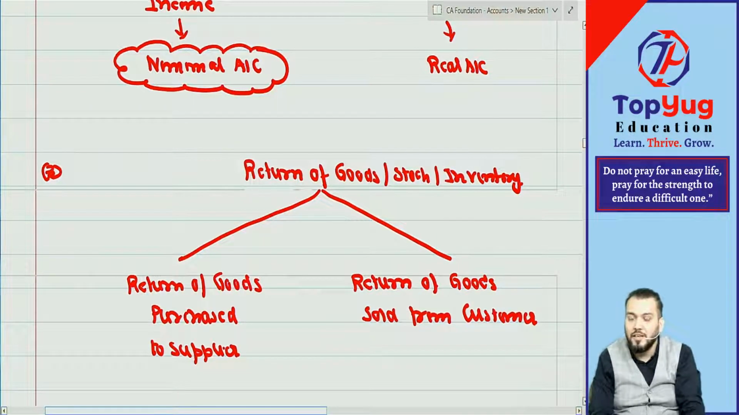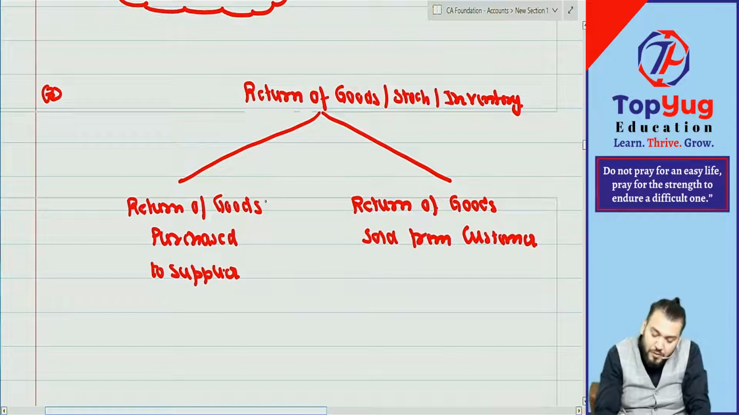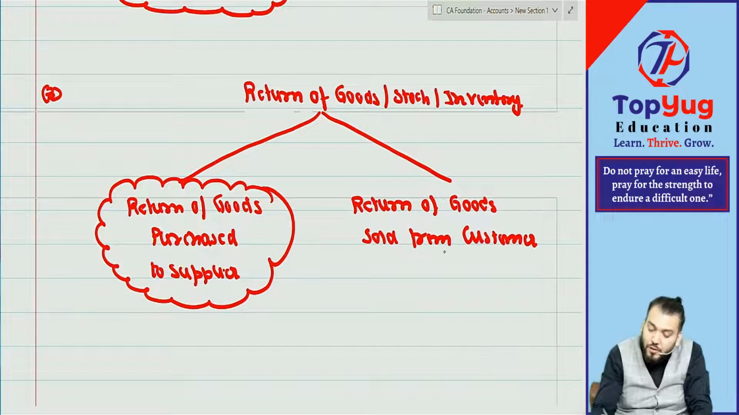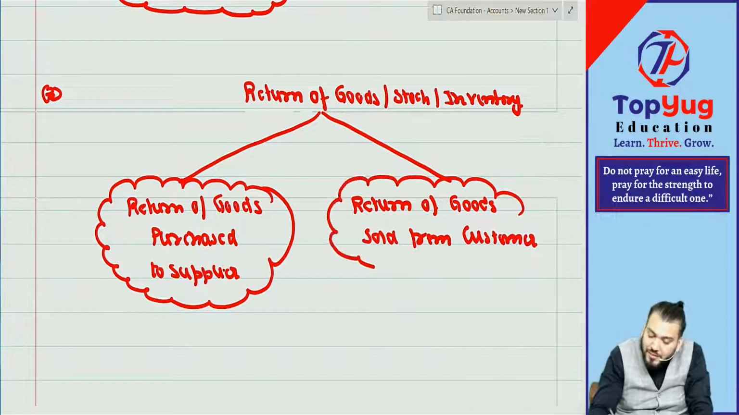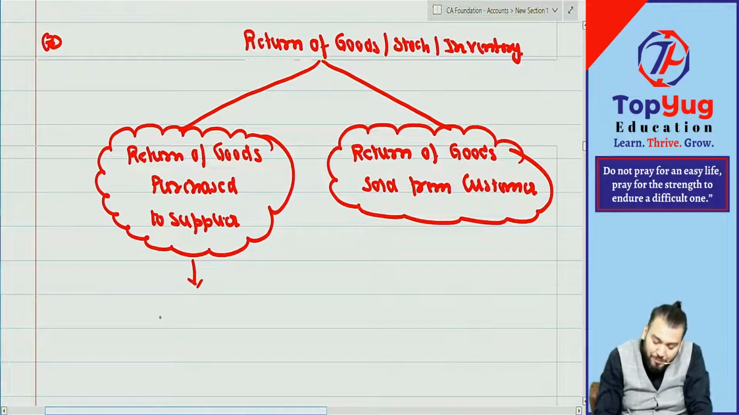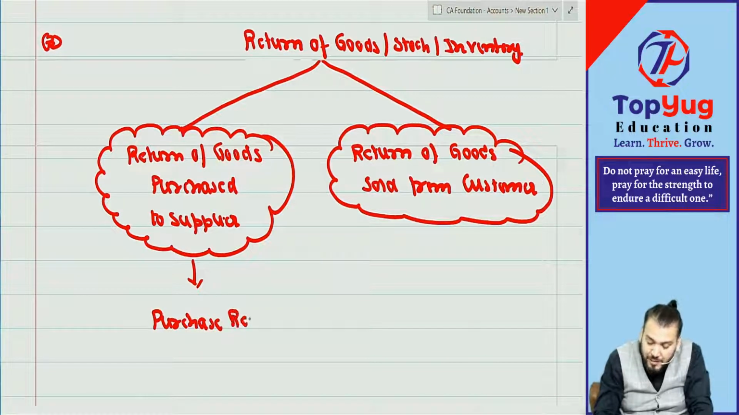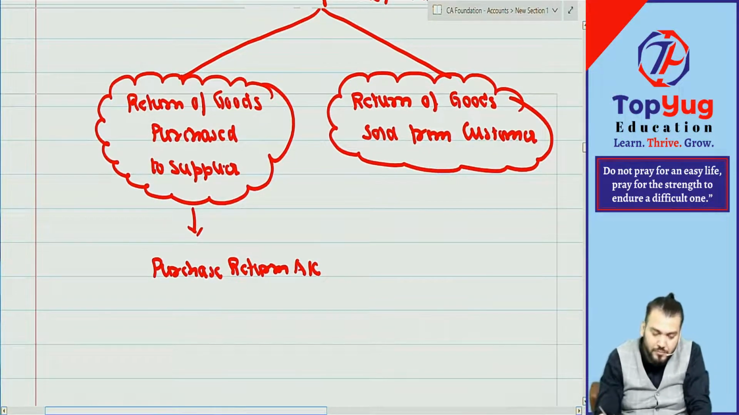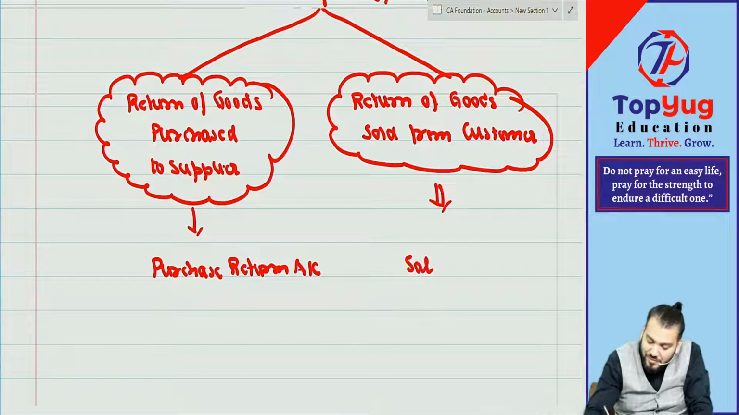Understood? Correct. Means, can I say, for this we have already opened which account? Purchase account. For this we have already opened what? Sales account. Understood? So for this we open the purchase return account. So this is a specific name. We cannot use any other account. Purchase return account. And this is also known as what? This is sales return. Sales return account.